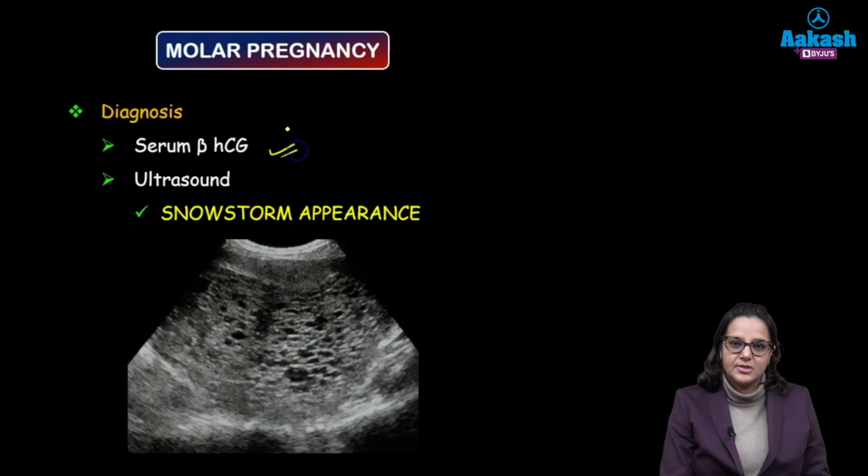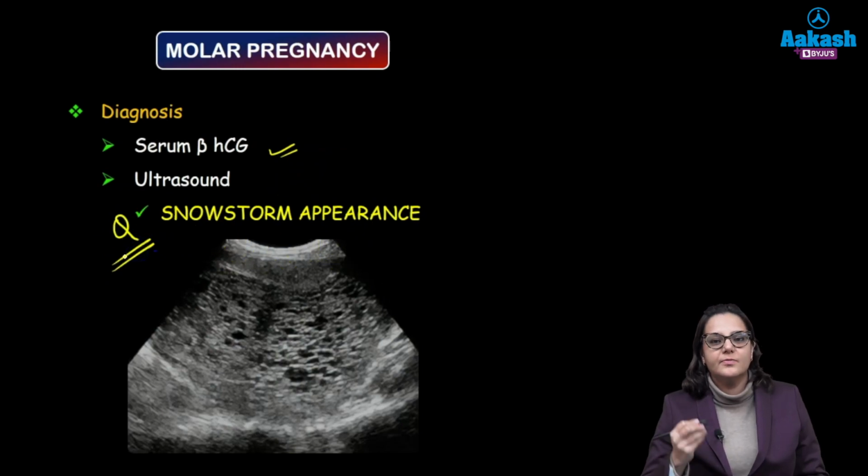Diagnosis is by beta HCG, and ultrasound will show the typical snowstorm appearance. They have also asked the question that the patient presented with passing of grape-like vesicles, and on ultrasound there was snowstorm appearance. So what is the diagnosis?